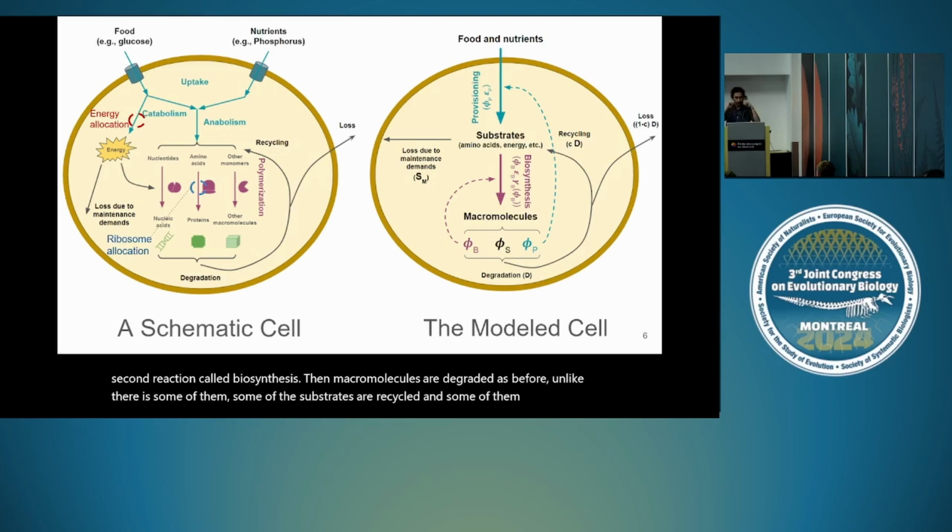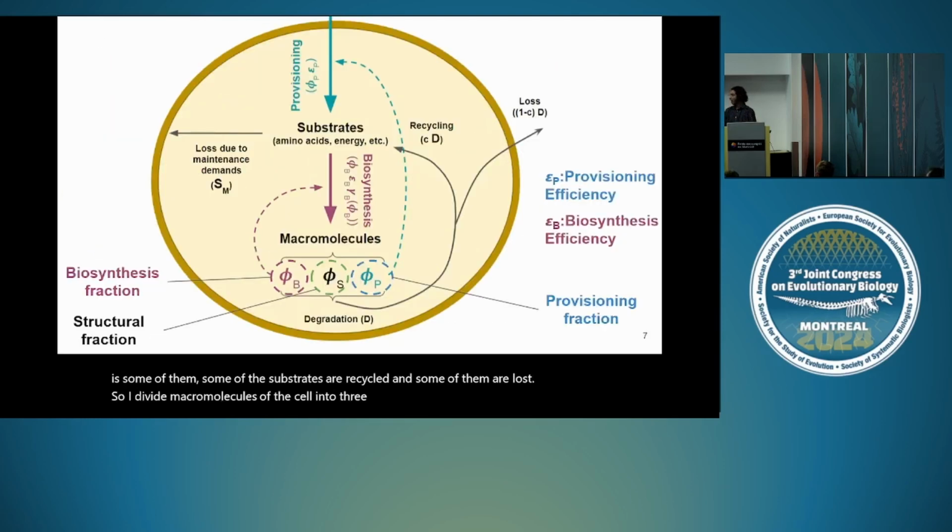So I divide the macromolecules of the cell into three fractions. The provisioning fraction are the macromolecules that are facilitating the first step of provisioning. The biosynthesis fraction are the macromolecules that are facilitating the second step. And then the rest of the macromolecules are the structural fraction, which don't facilitate either of those two steps. I define provisioning efficiency as how fast the provisioning fraction macromolecules are, and biosynthesis efficiency as how fast the biosynthesis fraction macromolecules are.